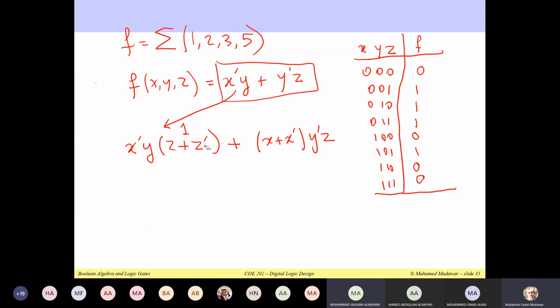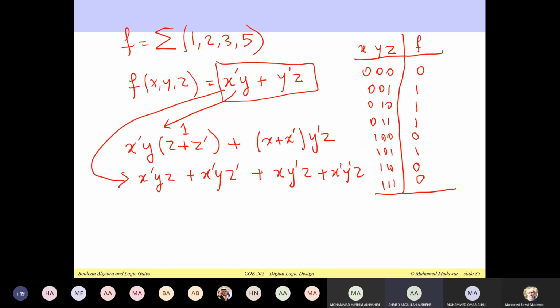Z or z prime is equal to 1. So x prime y and 1 is just x prime y. So by ANDing it with z or z prime, nothing changes. Here, by ANDing with x or x prime, nothing changes. Right? Yes. Let us expand. So this will be x prime y z, or I have x prime y z prime, or I have x y prime z, or I have x prime y prime z. You agree? So these two expressions are identical, right?